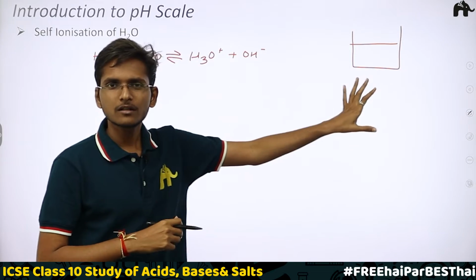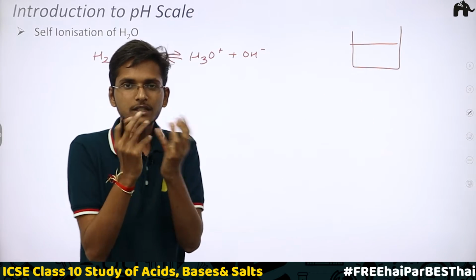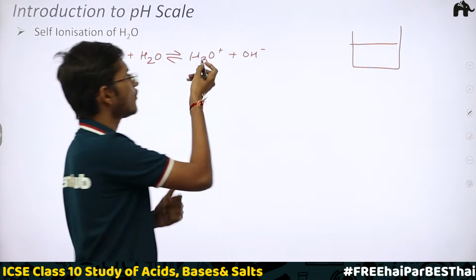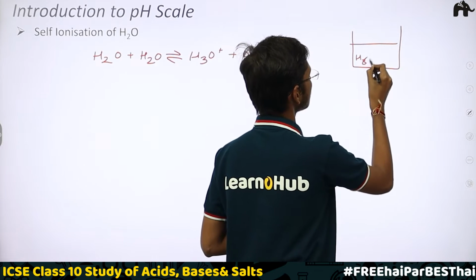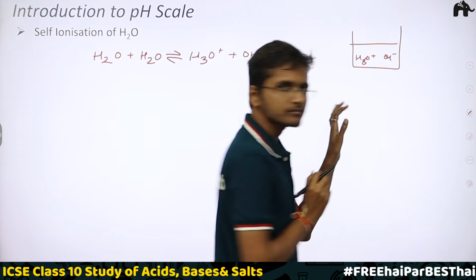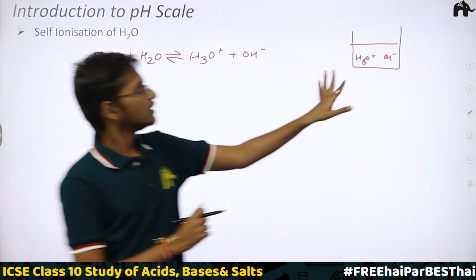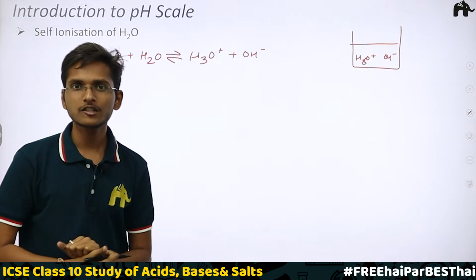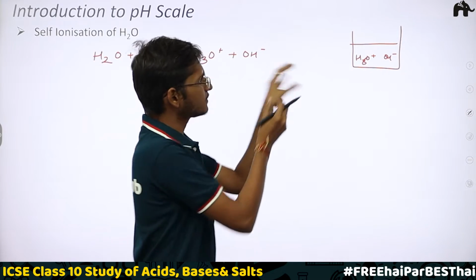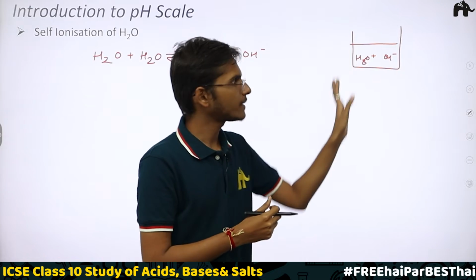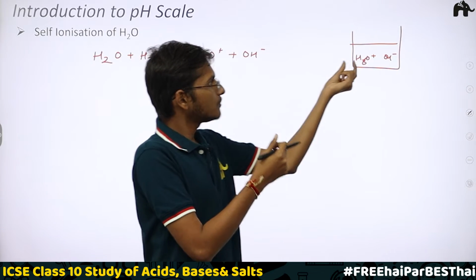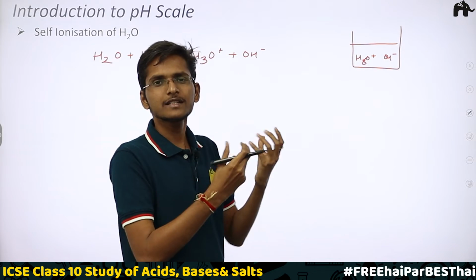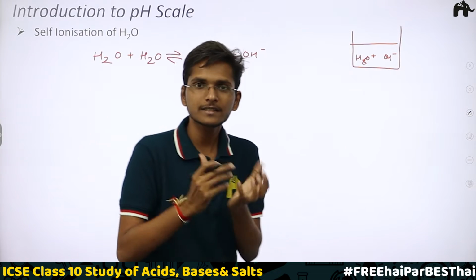If you take a beaker and pour some water, some water molecules will get ionized, and they would form hydronium ions and hydroxyl ions. Now see the number of hydronium ions and hydroxyl ions. For one hydronium ion, one hydroxyl ion is produced. So whatever the number of hydronium ions and hydroxyl ions produced, they are exactly the same. Since they are exactly the same, we can say that the amount of hydronium ion and the amount of hydroxyl ion is the same, right?